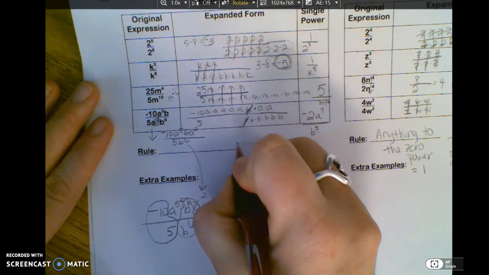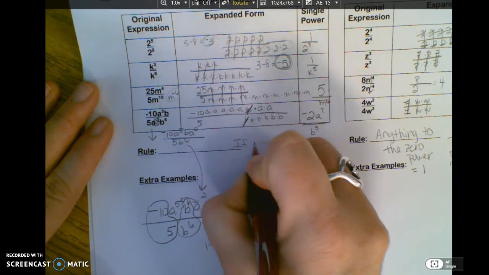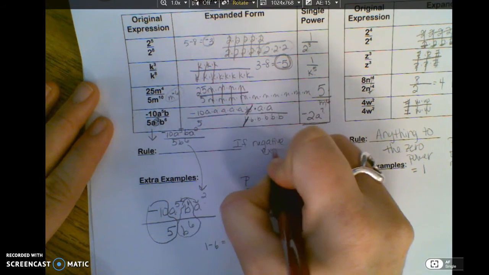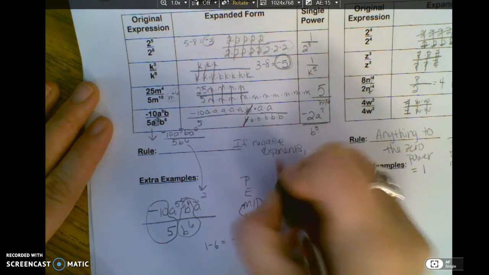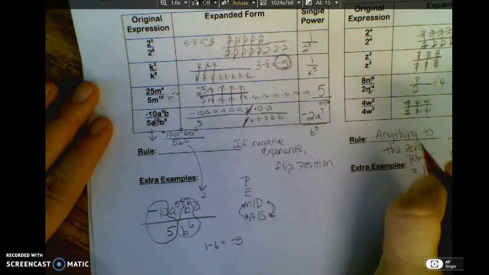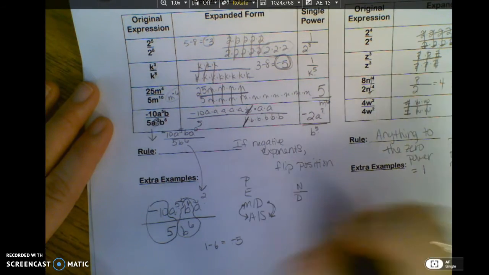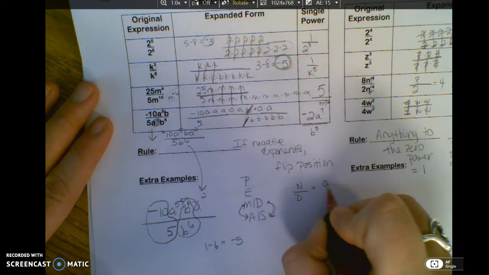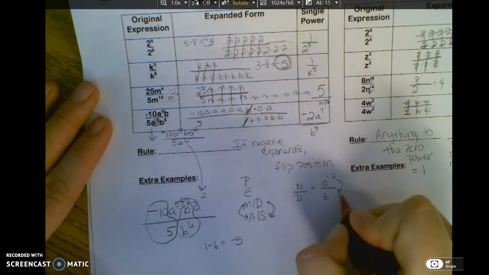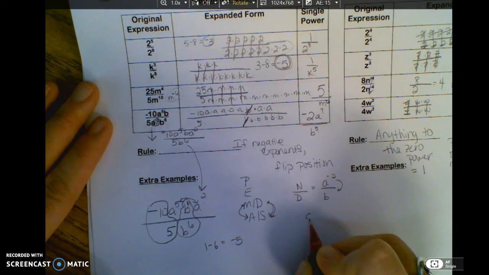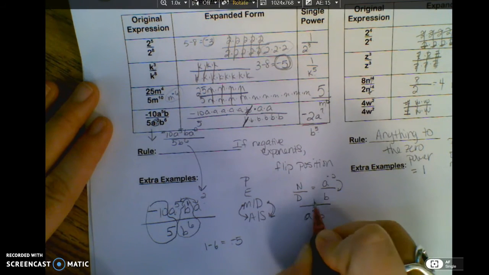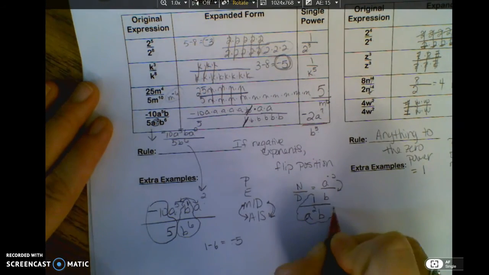So my rule says, if negative exponents, what we say is flip position. So that means numerator, denominator. So if I have a to the negative 2 over b, this is negative, it's going to move. So I'm going to say a squared in the denominator. B didn't move, it's not negative, so that leaves me with a 1 in the numerator.